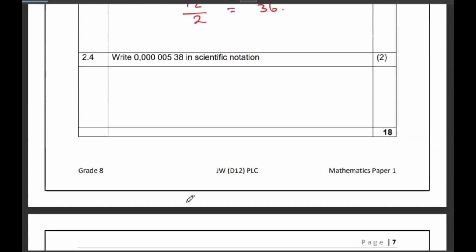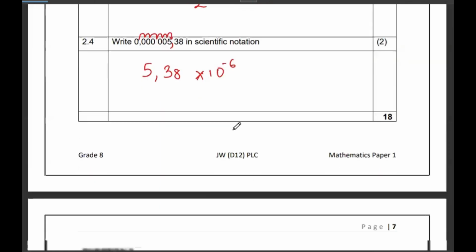Okay, then 2.4, write this number in scientific notation. So with scientific notation, the aim is to move the comma from wherever it is to after the first number that is not zero. So how many steps are those? 1, 2, 3, 4, 5, and 6. So we are moving 6 steps. So it's 5,38 times 10 to the negative 6. So when you're moving the comma to the right, you always have a negative exponent to the number of steps you moved, because every step you move is basically a 10.